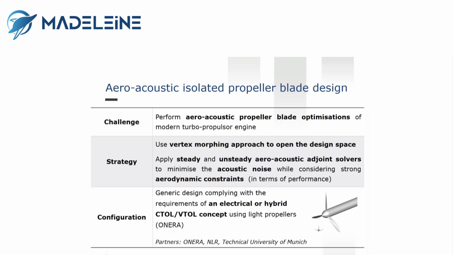So we try here to use a vortex morphing approach, where we have a very, very large number of design variables, several thousands. And the idea was also to test and compare the unsteady adjoint capability applied to the acoustic problem, to see what is the added value of this unsteady adjoint compared to a more classical steady adjoint.